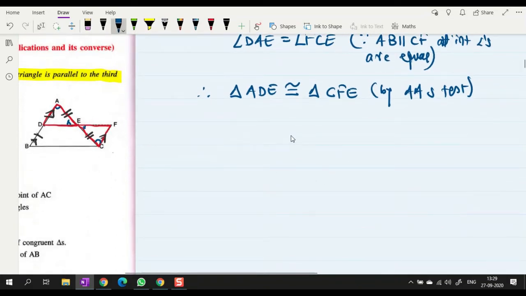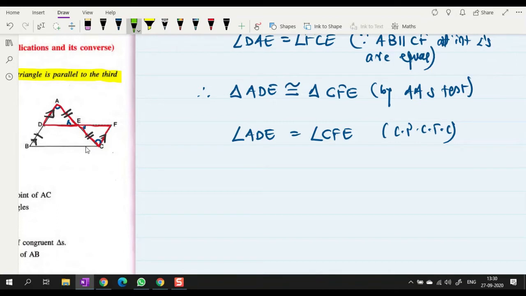So after proving these two triangles congruent, look at the figure. I'm going to write that angle ADE is equal to angle CFE, CPCTC. I will show you where the angle is. Angle ADE is over here and angle CFE is over here. You see that?